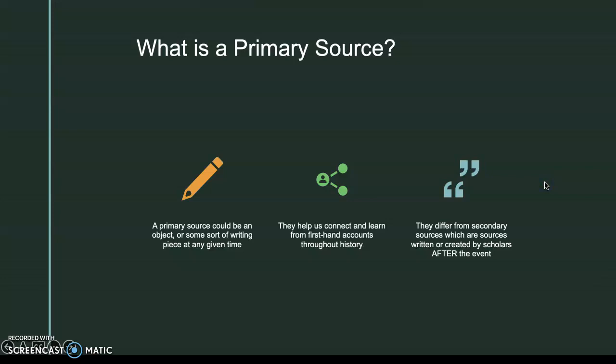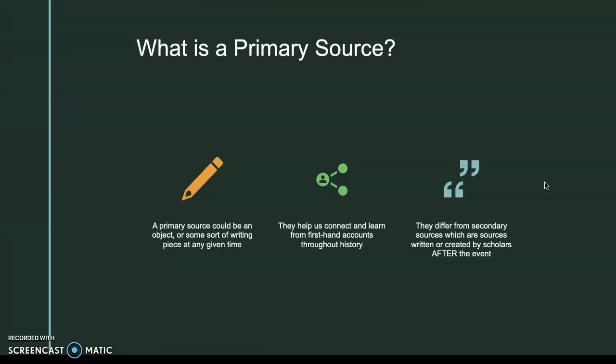So let's start with what is a primary source. A primary source can be an object or some sort of written piece at any given time in history. So it's analyzing something that is happening right now. A person is making an object or they are writing something about the time period that they are currently living in, what they are experiencing. Primary sources help us connect and learn from firsthand accounts throughout history.